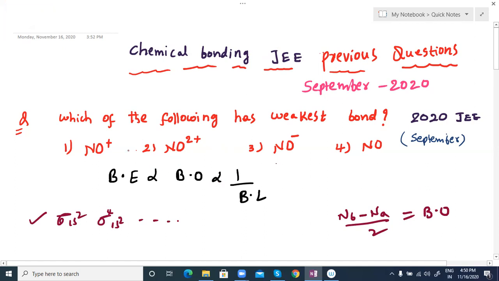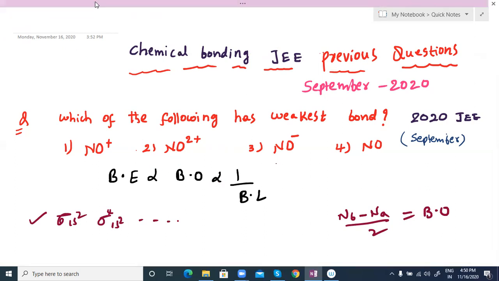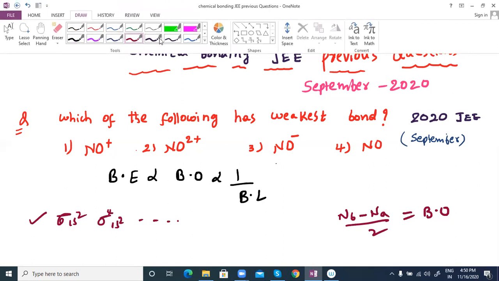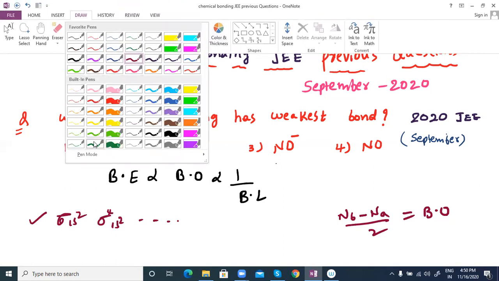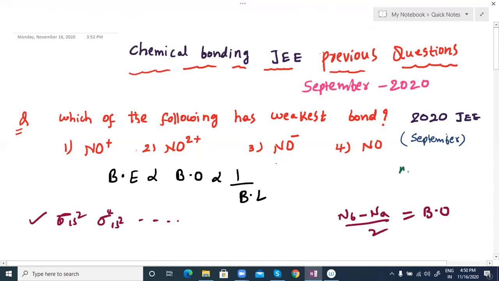But I am trying to give a small trick. You can find the same trick in my YouTube videos also. Just look here. Very simple. Nitrogen has 7 electrons. Oxygen, 8 electrons. So total NO means 15 electrons. NO minus means 1 extra electron, 16 electrons. NO2 plus means 15 minus 2, so 13 electrons you can get. NO plus means 15 minus 1, so 14 electrons.